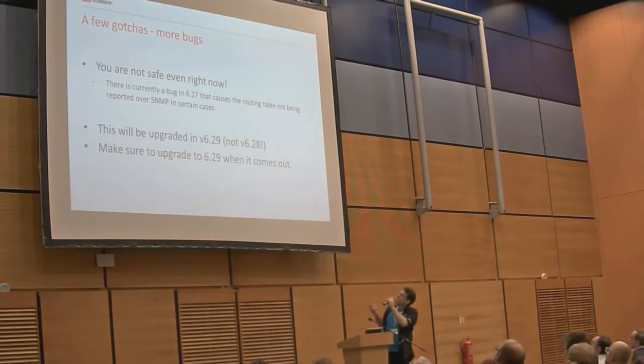But yeah, you are not safe even right now because in 6.27 there is a bug that causes the routing table not being reported over SNMP in certain cases. So this will be fixed in 6.29. Just watch out, not at 6.28, which will be coming out next, but in 6.29. So make sure to upgrade to 6.29. There are SNMP upgrades in there.